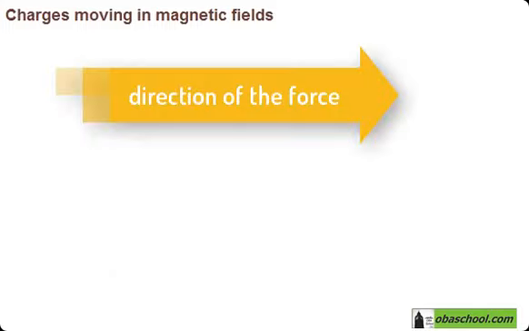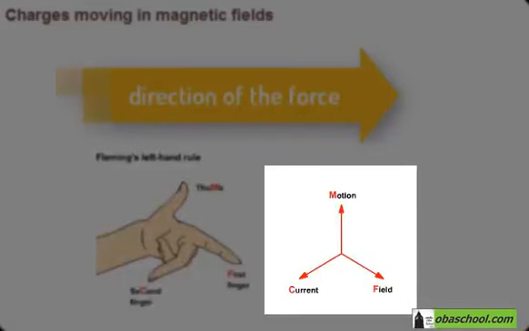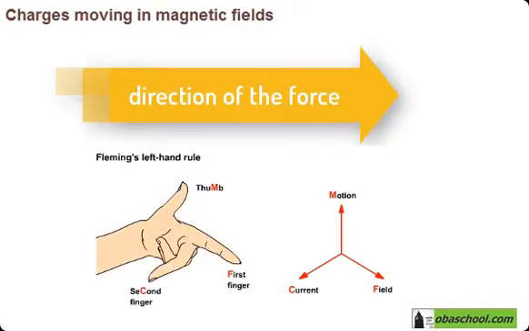Now, in which direction does the force act? The force is always at 90 degrees to both the current and the field. So you can use Fleming's left-hand rule to find its direction.